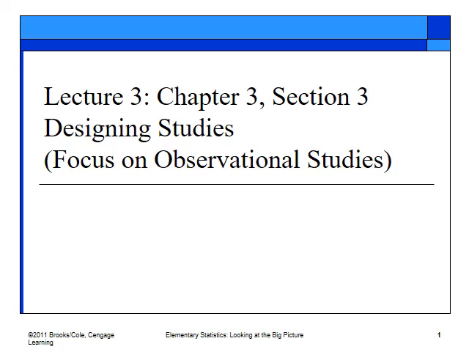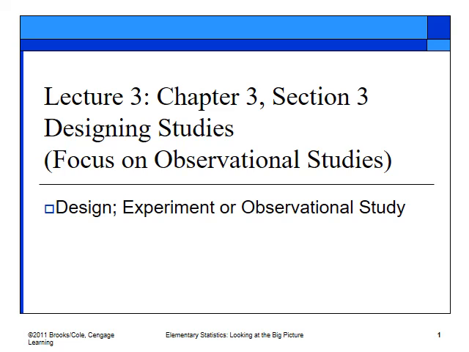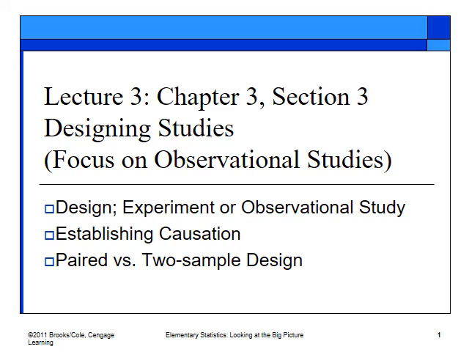This video will cover Section 3 of Chapter 3 on designing studies. When we talk about the design of a study, we're talking about whether we're considering an experiment or an observational study. We'll talk about when we can establish causation, that is, a causal relationship between one variable and another. We'll talk about paired and two-sample designs and compare and contrast them. And we'll talk about the pitfalls of observational studies.